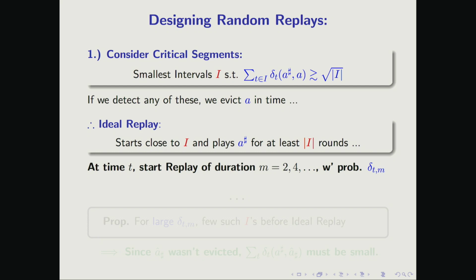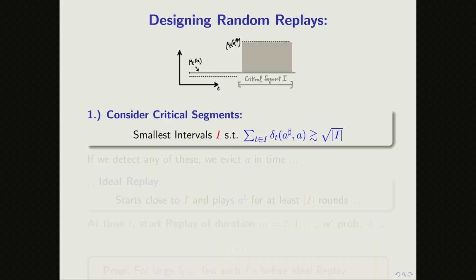I'll skip through this quickly. But then there is a notion of ideal replay. An ideal replay is one that is scheduled right at the beginning of a critical segment and lasts as long as the critical segment and can detect that something has changed and throw out arm A.